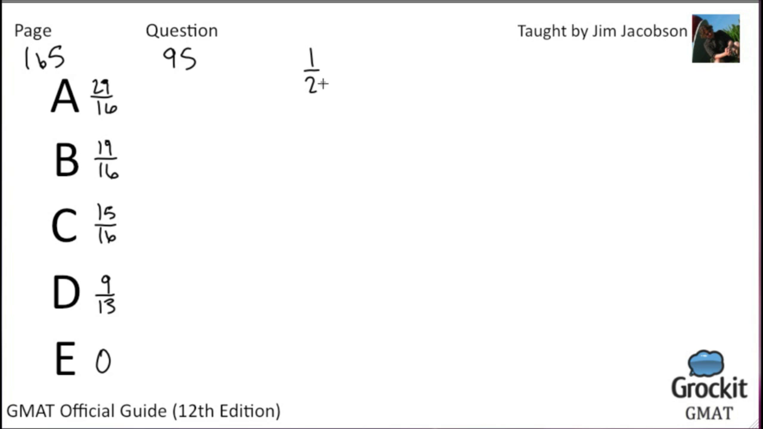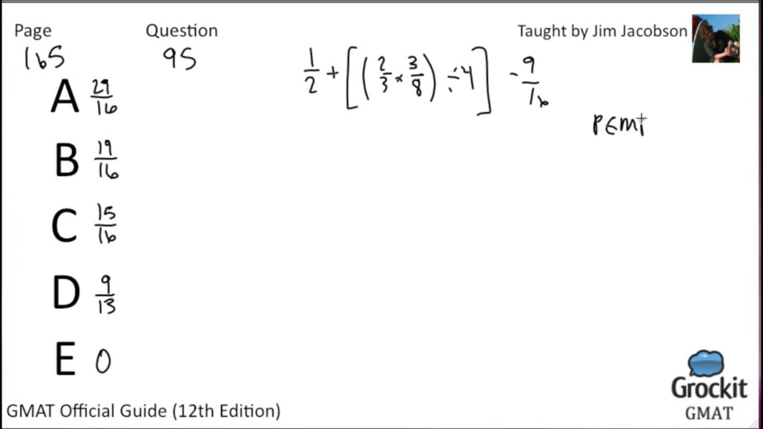So it's 1/2 plus the larger quantity of the lesser quantity of 2/3 times 3/8, that quantity divided by 4. So 1/2 plus that minus 9 sixteenths. So you may remember your order of operations. PEMDAS, however you want to say that, but it stands for parentheses, exponents, multiplication, division, addition, subtraction. Do those things in that order. The important thing here is the first letter P. So we need to do the parentheses first.